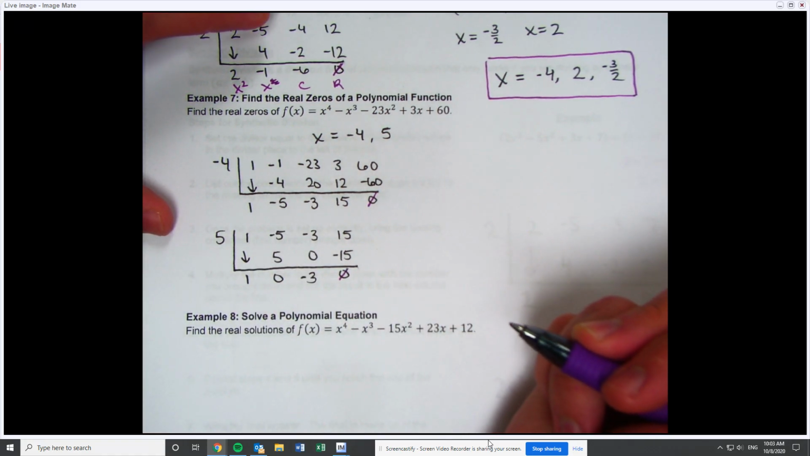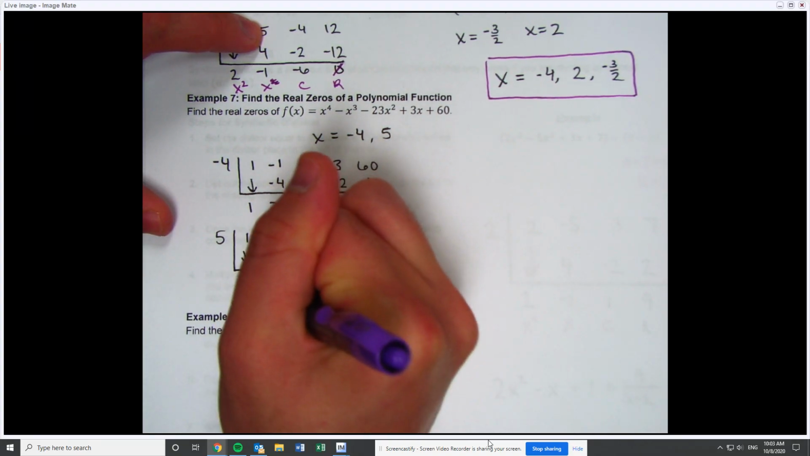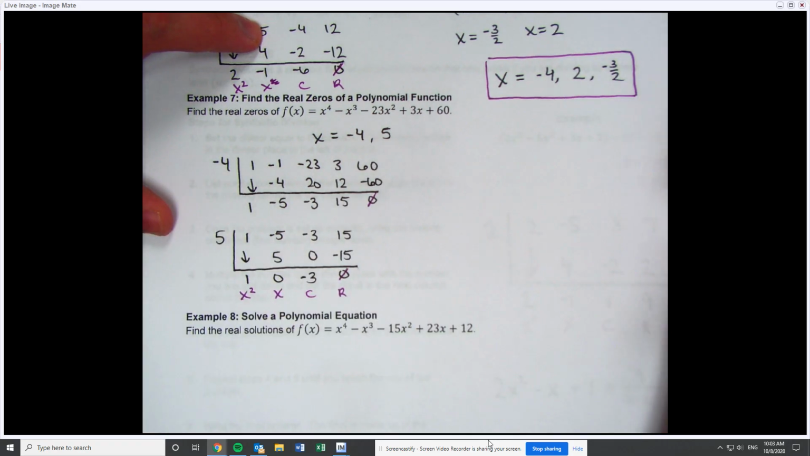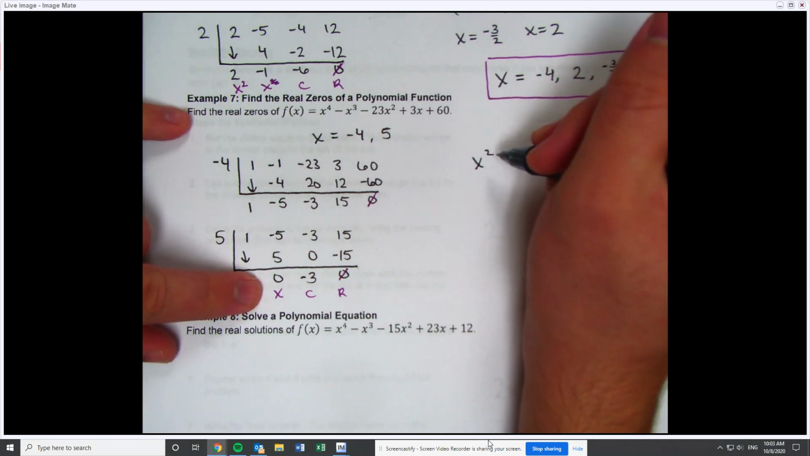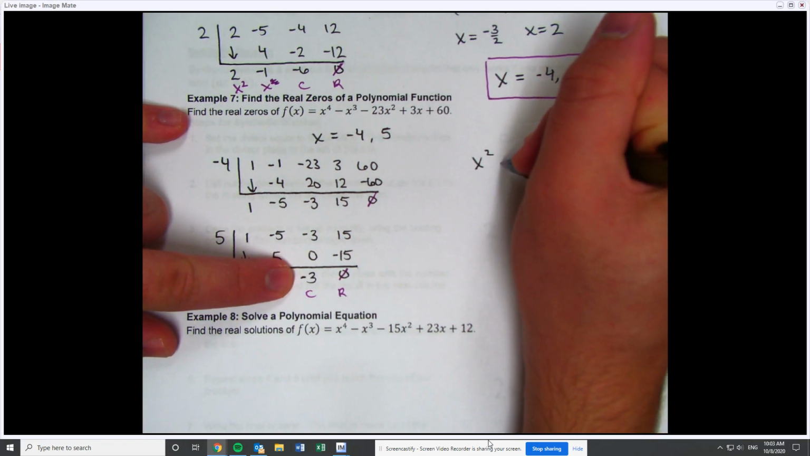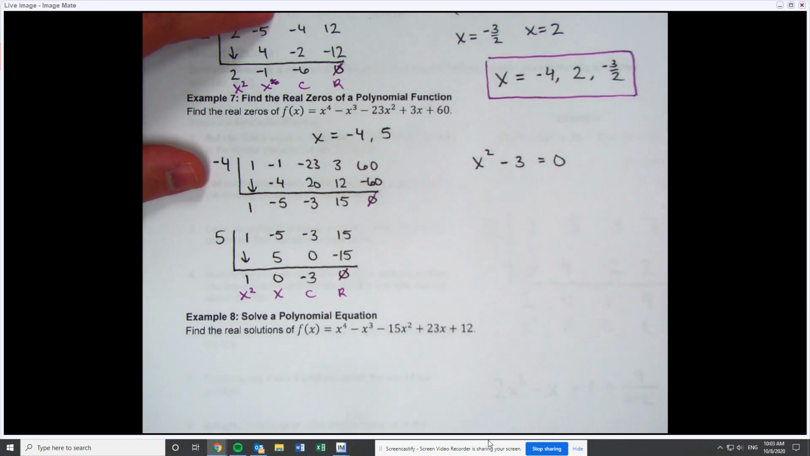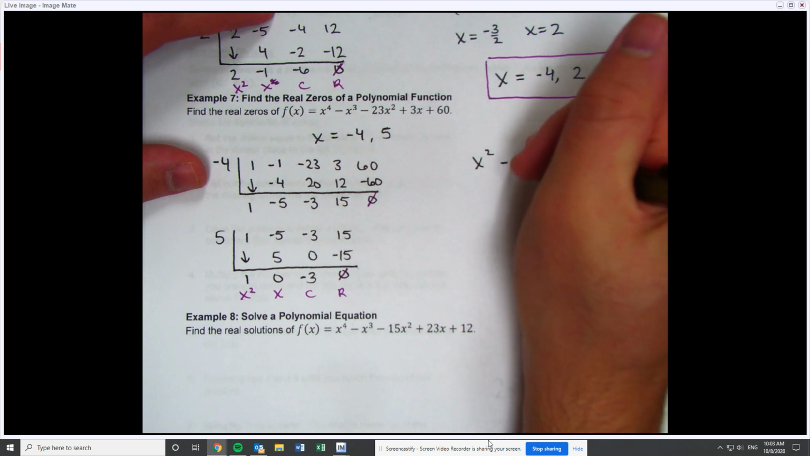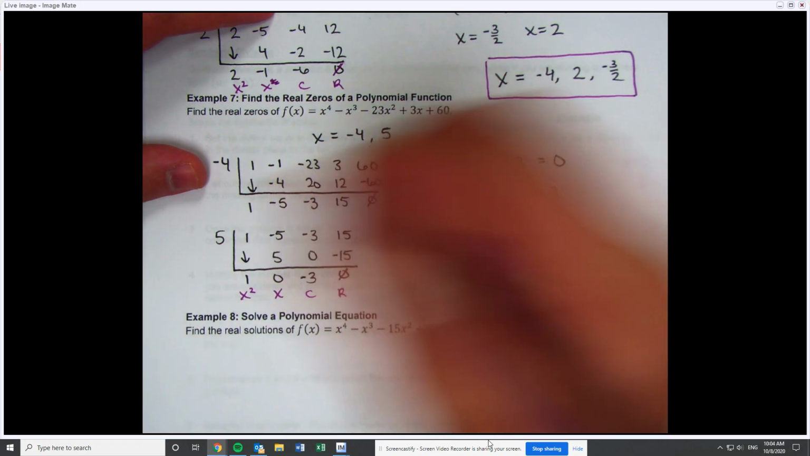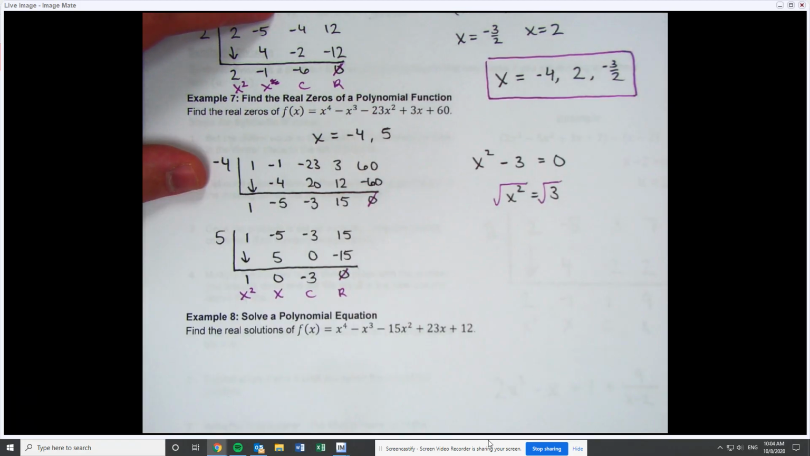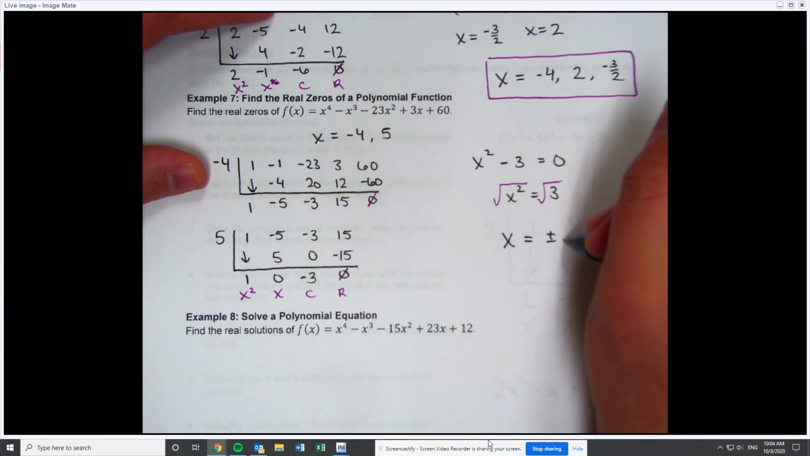So I'm out of zeros to use. So now I have r, c, x, x squared. So writing down my last polynomial factor, this one is going to be x squared, I can leave this off and say -3, and I want to set this factor equal to 0. Well, this one's quick. Move the 3, and I get x squared equals 3. Take the square root of both sides, and we get x equals plus or minus square root of 3.